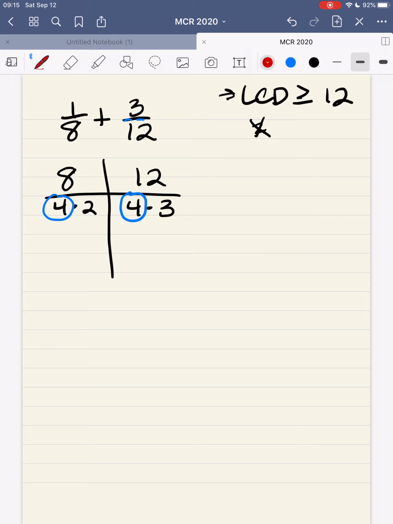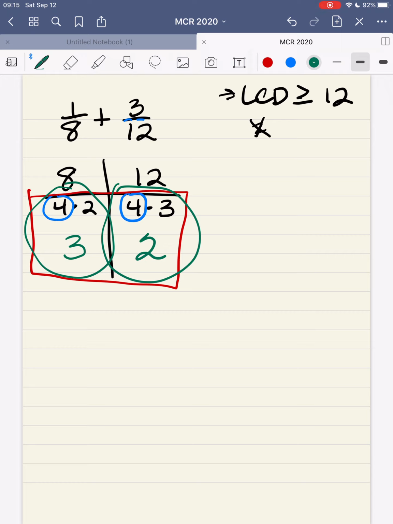What they don't have in common with each other is the other 2 numbers. So if I want to make the 8 and the 12 the same, what I want to do is say, okay, well, the 8 will need a 3 that the 12 has, and the 12 will need a 2 that the 8 has. And each of these 2 sections multiplied together will give me my LCD. So in this case, my LCD is 4 times 2 times 3, so I have 8 times 3, which is 24. So 24 is my LCD.